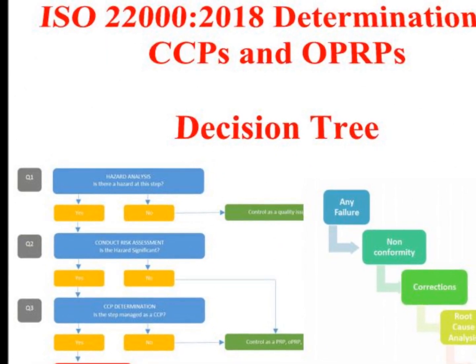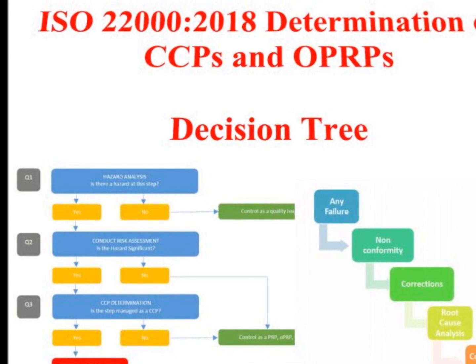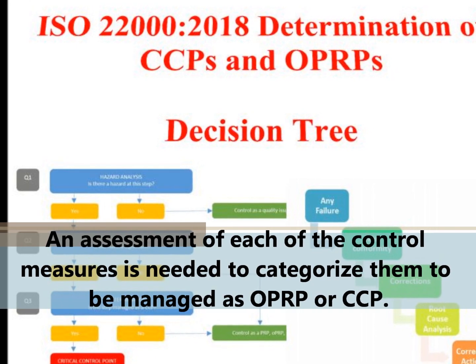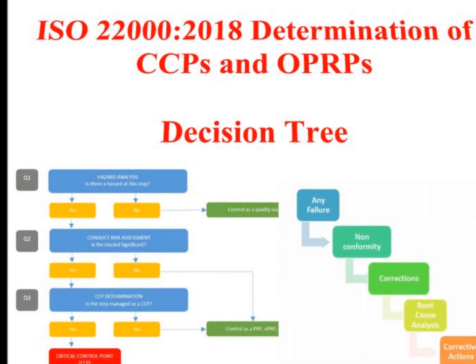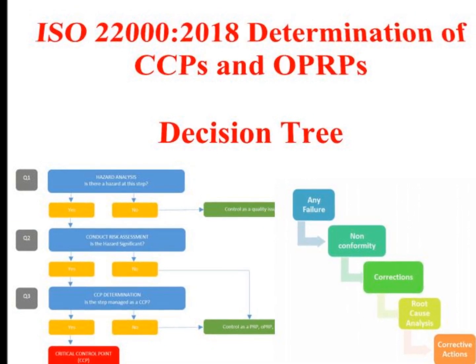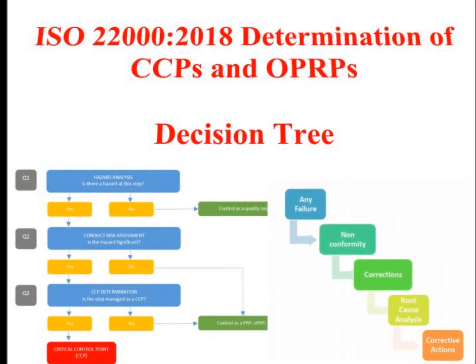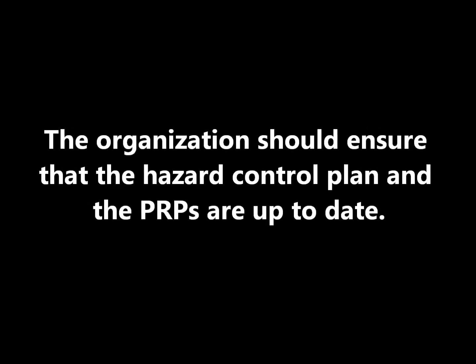We have already uploaded a video on the determination of CCPs and OPRPs. An assessment of each of the control measures is needed to categorize them to be managed as OPRP or CCP. We plan to discuss how to do a hazard analysis for your process in our next video, because you need to identify it very clearly. The organization should ensure that the hazard control plan and the PRPs are up to date.